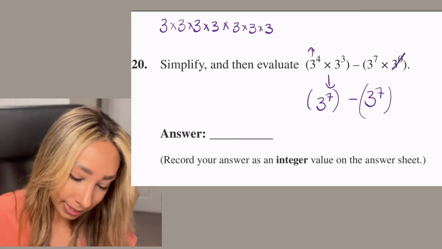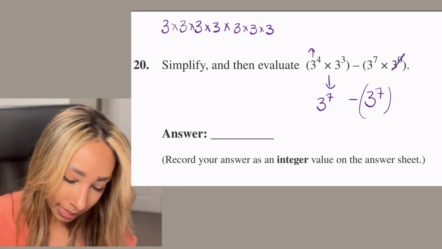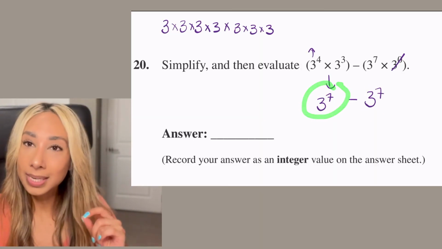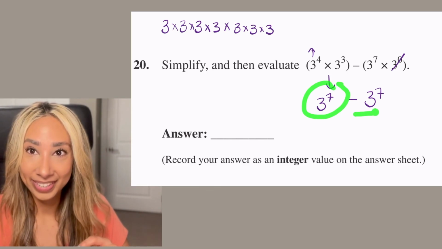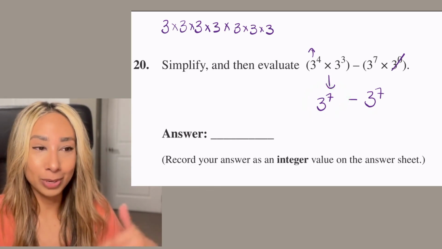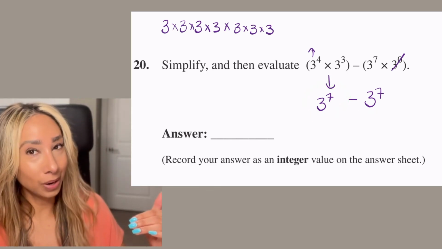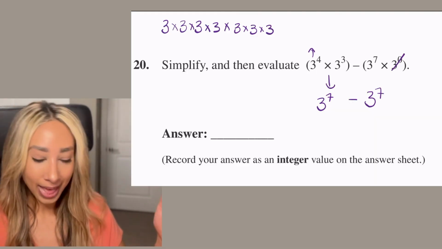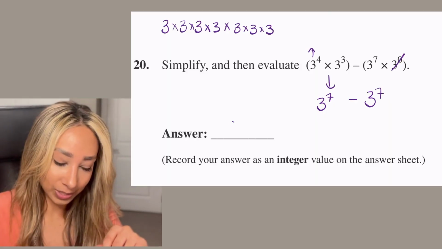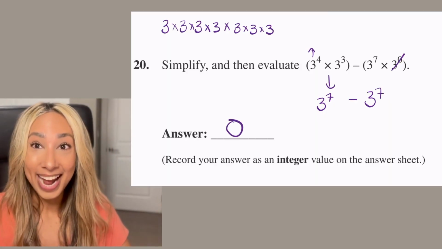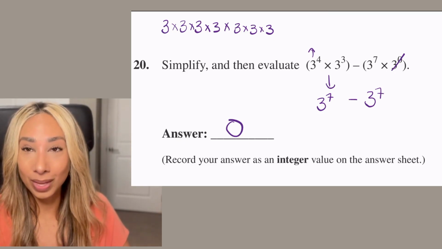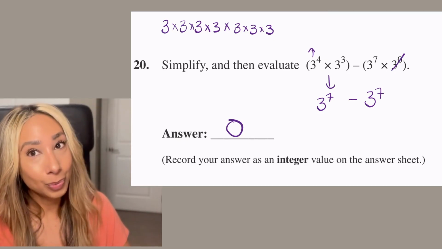So when I'm looking at this now, we have 3 to the power of 7, and we're going to take away 3 to the power of 7. Those are the exact same numbers. That's no different than saying 1, take away 1. That means our answer to this question is going to be 0. Don't let that throw you off, because a lot of the times when kids see the answer 0, they think they did something wrong. Double check your work. You're probably going to be good.